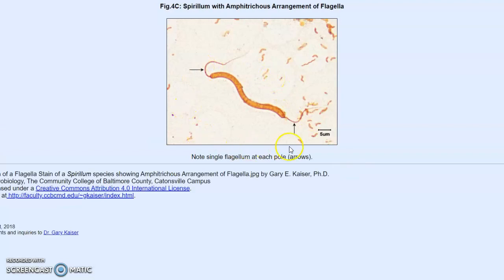This arrangement that we see here in this particular image is what we refer to as amphitrichous. Amphi means both, and amphitrichous in this instance means one single flagellum at both ends. The image that we just saw of the lophotrichous would also be an example of amphitrichous. So amphitrichous can refer to a single flagellum at both ends, or a tuft, multiple flagella at both ends, just as long as we see something at both poles or at both ends of the bacterium. So amphi means both.